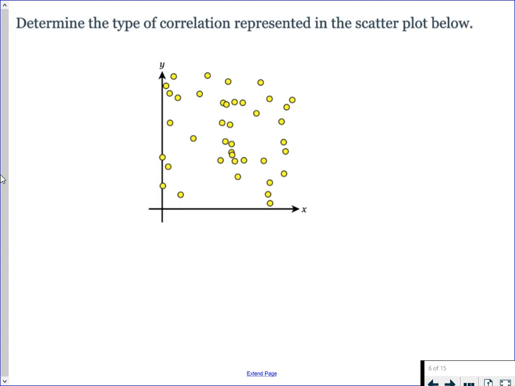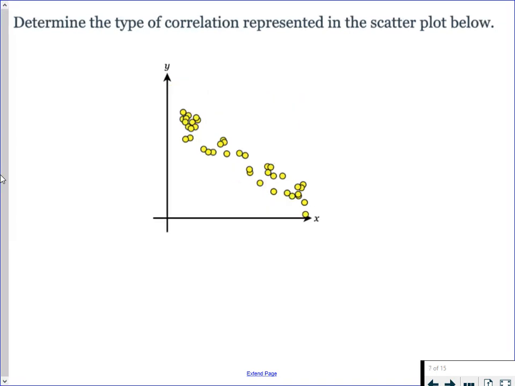What about the correlation here? Weak. No correlation whatsoever. Okay. I don't know if this line is going this way, if it's a parabola, if it's another line. I just don't know. Your calculator will give you an equation, but it's going to have a really weak correlation. Okay. And then this one, strong negative.